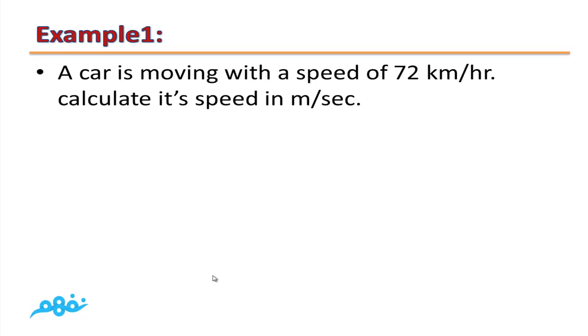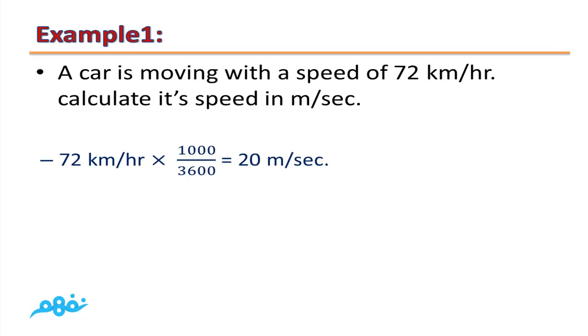Example 1. A car is moving with a speed of 72 km per hour. Calculate its speed in meter per second. 72 km per hour, we will multiply it by 1000 over 3600. It would be equal 20 meter per second.